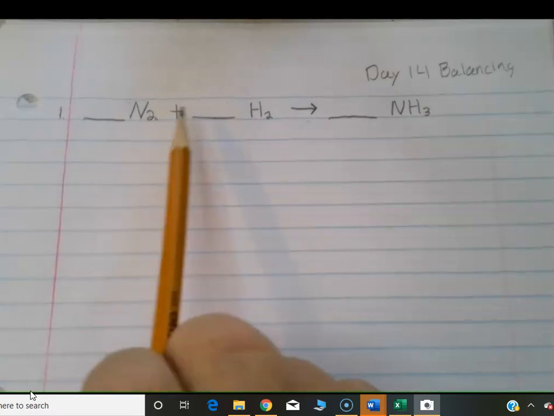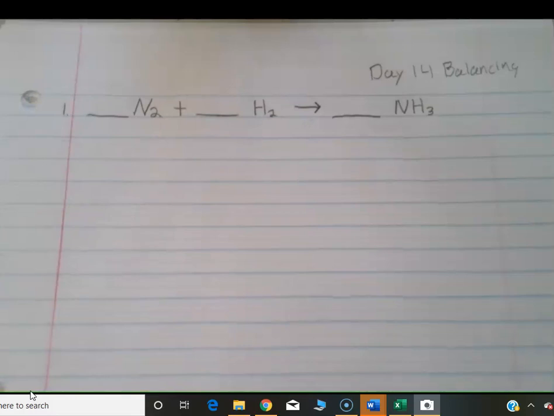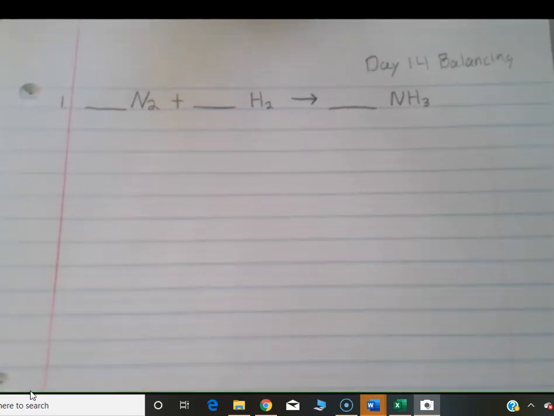And we define these in class. The left side of the arrow is called the reactants. That's what's reacting in the chemical reaction. And on the right side is what comes out. So you read it just like a sentence from left to right. Okay, so I'm going to show you a couple of methods for doing this.